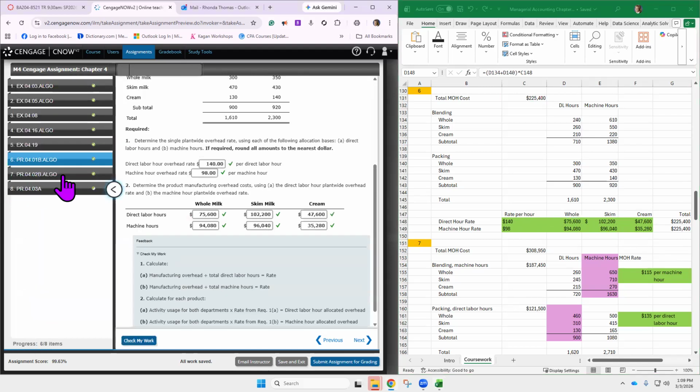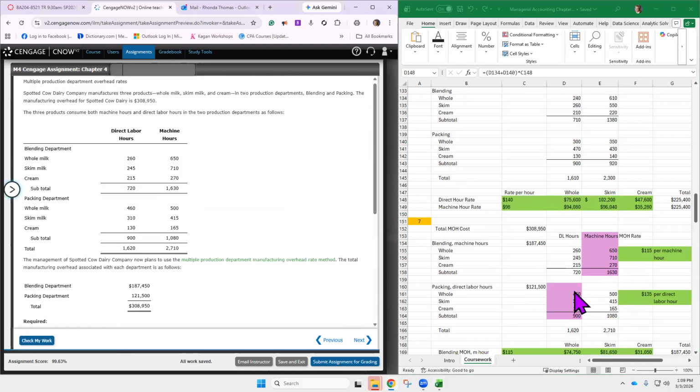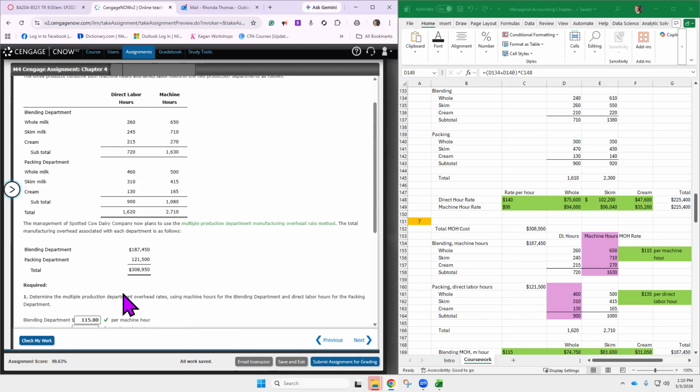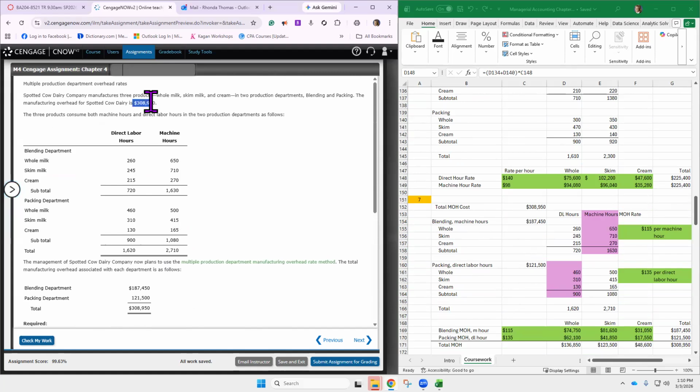It's the same problem, but now we're going to do a little more to it. This time, be careful, the overhead has changed. It's not the same. It's 308,950, and it's broken up. 187,450 goes to blending, and packing gets 121,500. That is nothing that we had any control over.